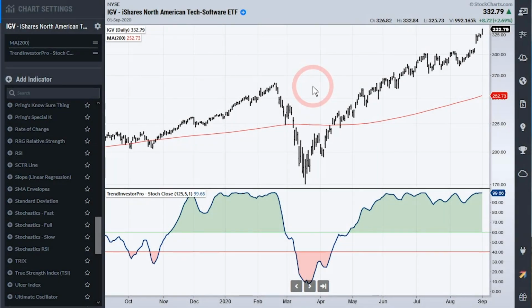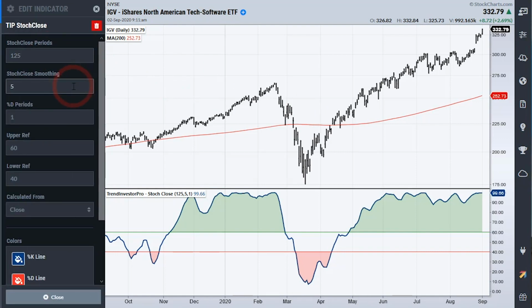The next one is the StochClose, and this is the stochastic oscillator based on closing prices only. If you go back and look at August 2015, even March 2020, you can see a number of spike lows, and that creates noise and volatility in the indicators. And so I prefer to use the closing price. RSI uses the closing price, MACD uses the closing price. And so this is the 125-day stochastic oscillator based on the closing price.